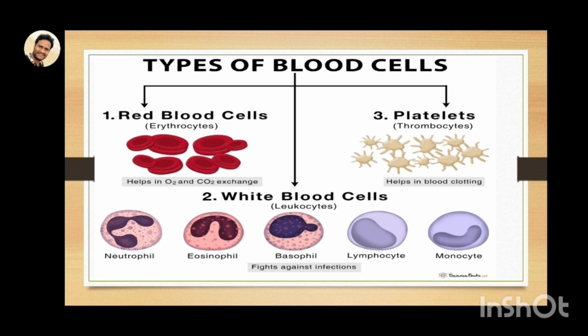In agranulocytes, two types of cells can be seen: lymphocytes and monocytes. The third type of cells is called platelets or thrombocytes. These platelets are mainly involved in blood clotting.